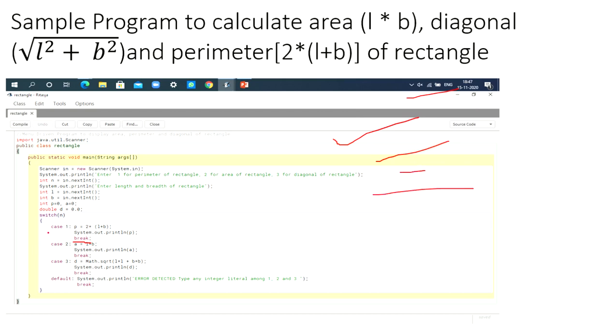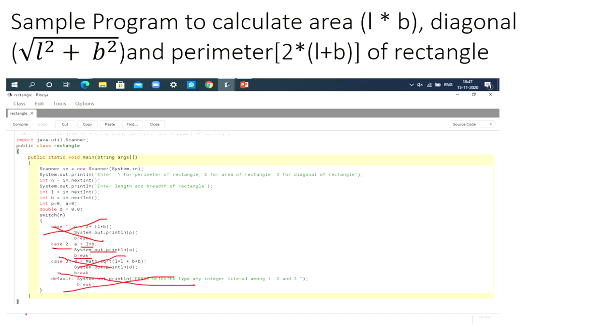Suddenly, it starts in case 1. If the first case is true, the user enters 1 on the keyboard, it takes the perimeter of this rectangle and prints it. And if the break is used, what happens? It cancels the second case and third case. Did you get it? And if the first case is false, Java reads the second case, performs the actions, and on reading the break statement, it cancels the third case and default case too.